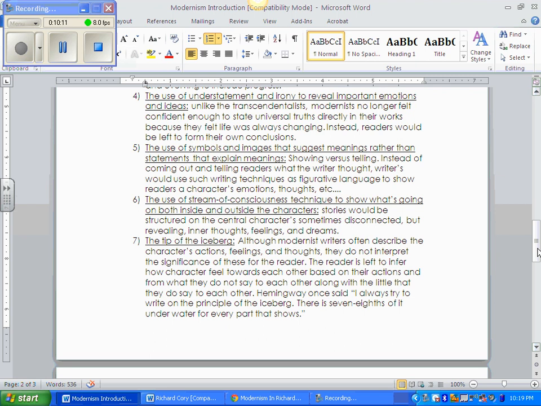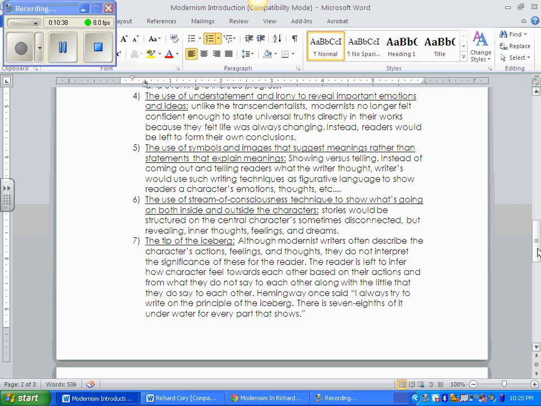Okay. Number 7. This one's really, really important. The tip of the iceberg. Although modernist writers often describe the character's actions, feelings, and thoughts, they do not interpret the significance of these for the reader. Okay, think about what that's saying. They'll describe what the actor was doing, they'll describe what the character was feeling, what they thought in their head, but they're not going to tell you what all of these things meant. You have to put the pieces together.